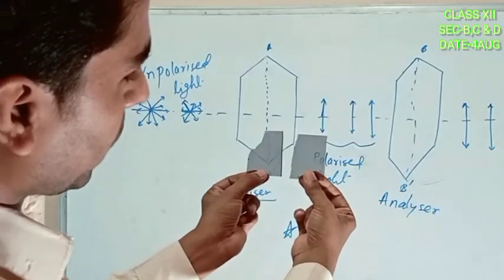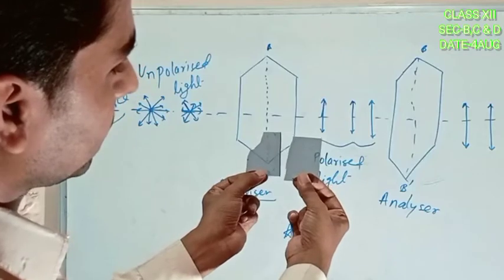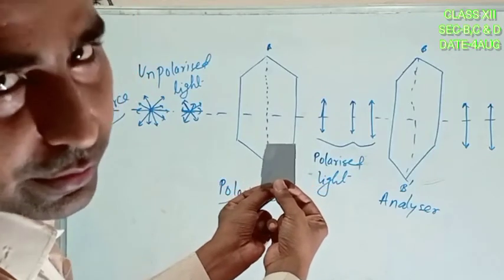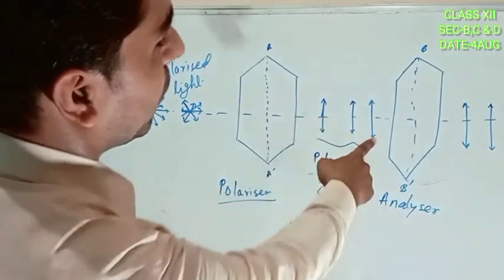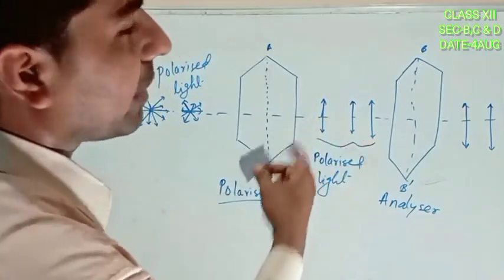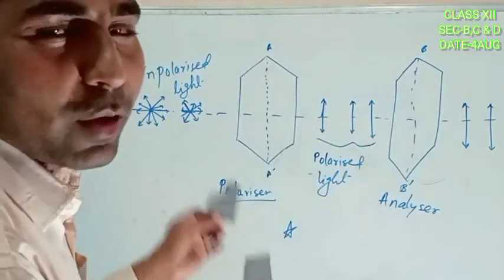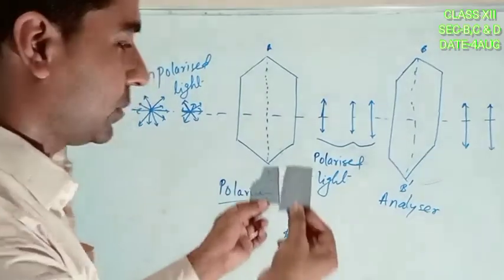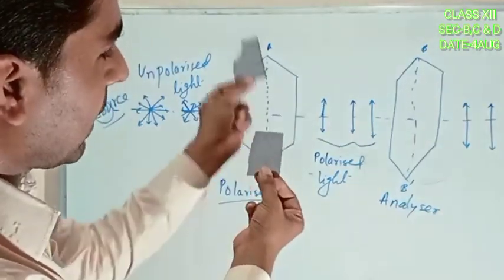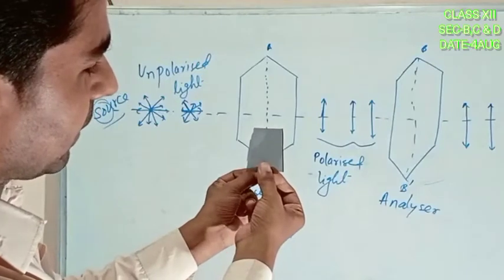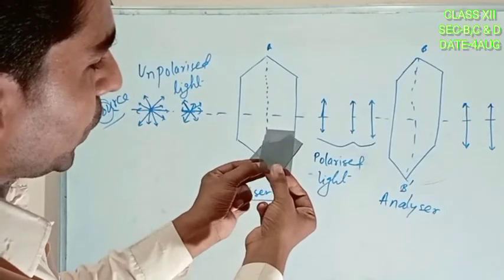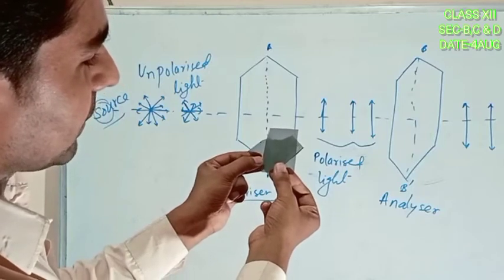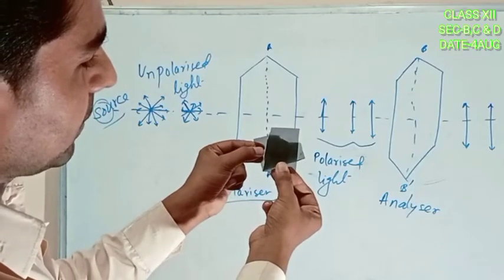See, whatever light is coming out, same way here also, no change. But as I said, if you rotate that one, what will happen? At a particular angle only light will pass. So I am going to rotate the analyzer. See very clearly, I don't know whether you are able to see or not, there is a change in the intensity of light.